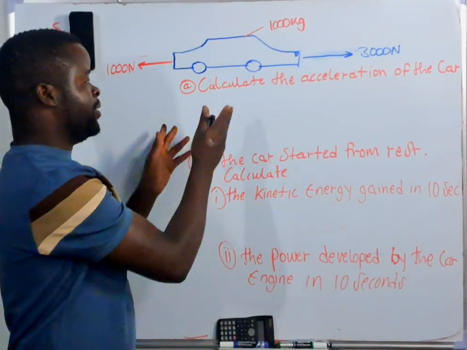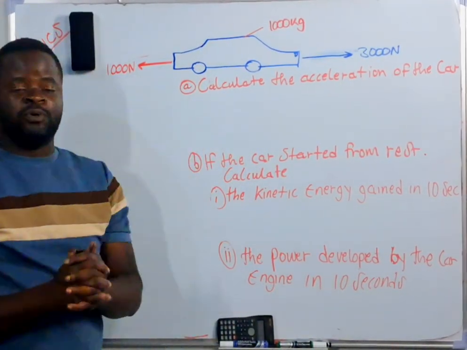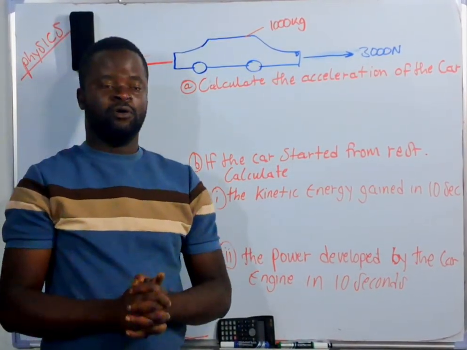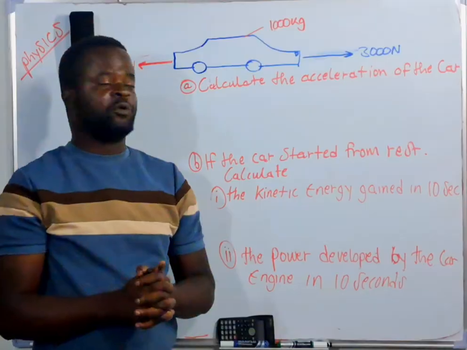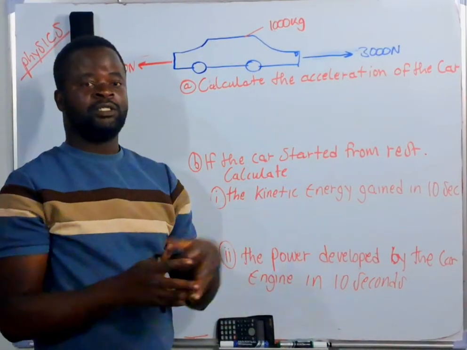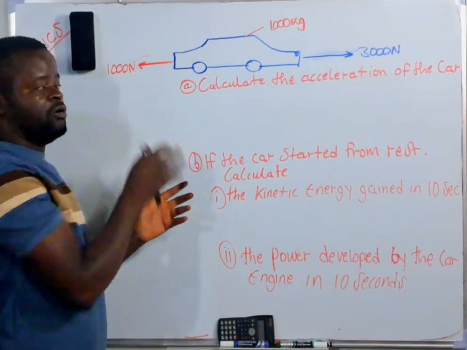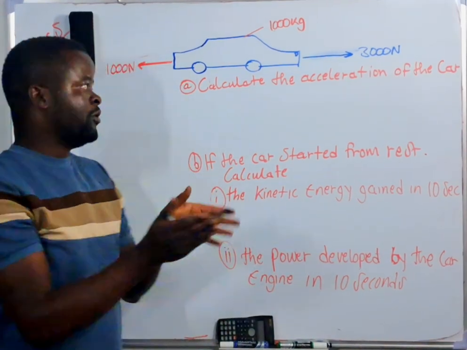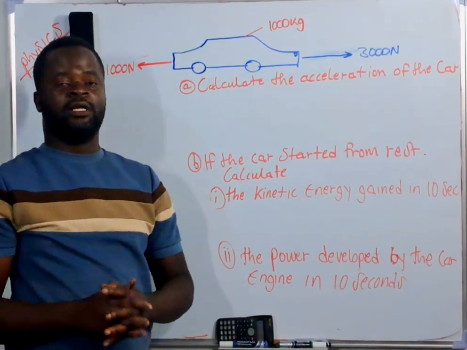So today, we just want to focus on this particular question, which is under Newton's second law of motion. Remember that we are presented with a car of mass 1,000 kilograms, and it has a driving force of about 3,000 newtons, and it has an opposing force of about 1,000 newtons. Therefore, let's go to question A and respond.